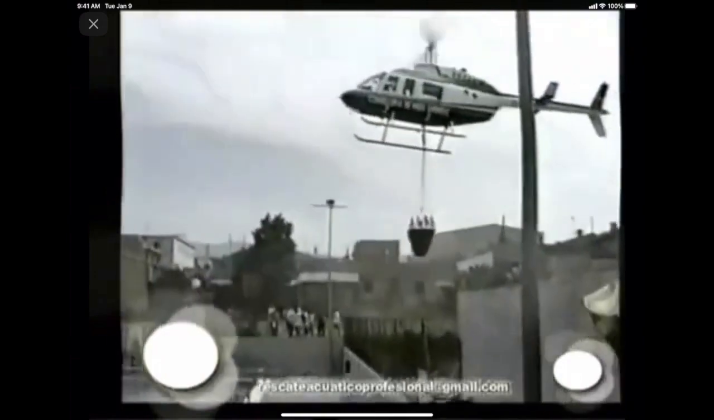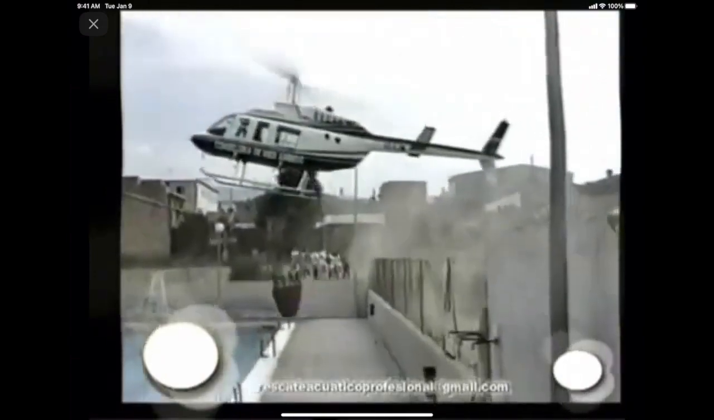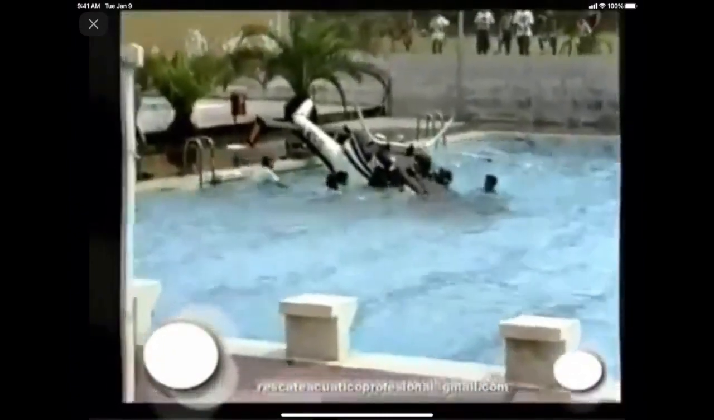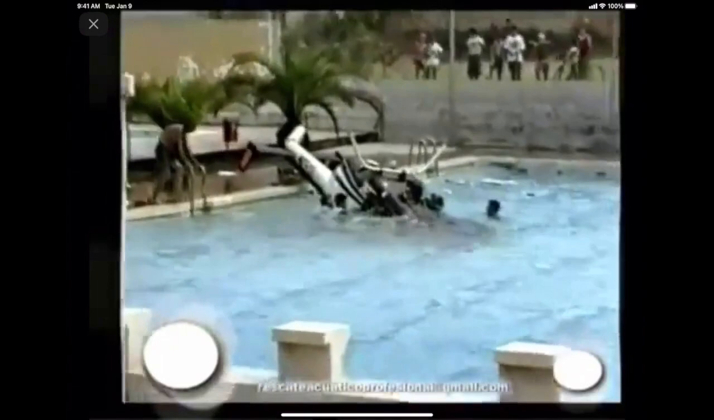So we can see this helicopter coming in. You can see its tail rotor. Unfortunately, the tail rotor clips the fence here, and the body of the helicopter starts rotating. Fortunately, it looks like everybody is okay, maybe a little bit injured.